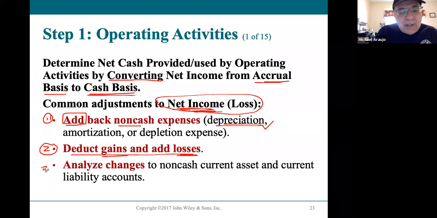And the third step is probably the most time consuming and confusing, is changes in current asset and current liability accounts need to be noted to see if they actually required any cash. If there wasn't any cash used in the changes in the asset or liability accounts, then we have to add that cash back in. If there was cash used, you have to subtract it out. So that's where it gets a little bit tricky.